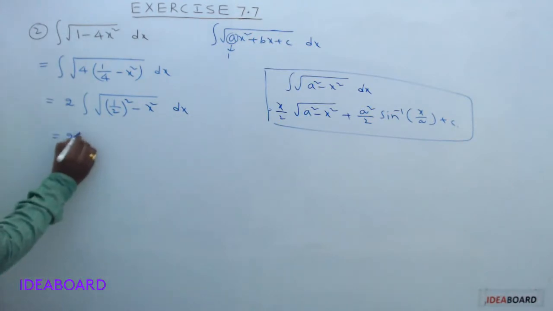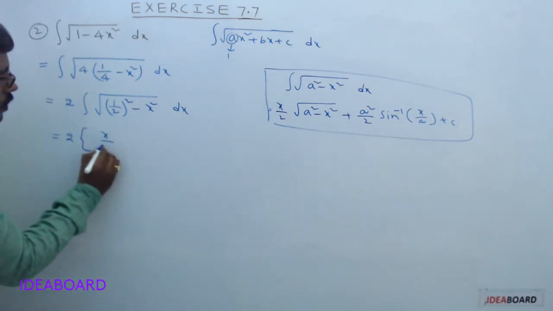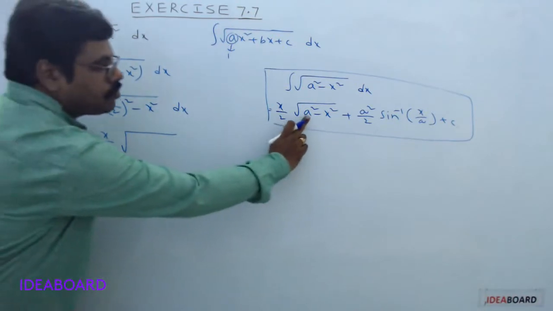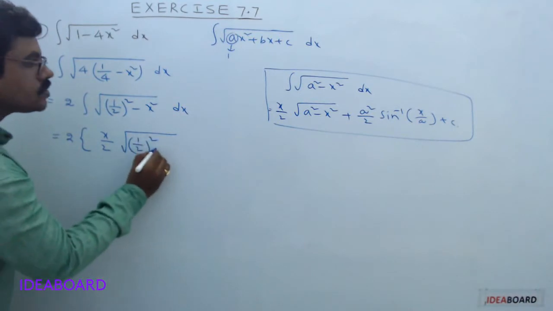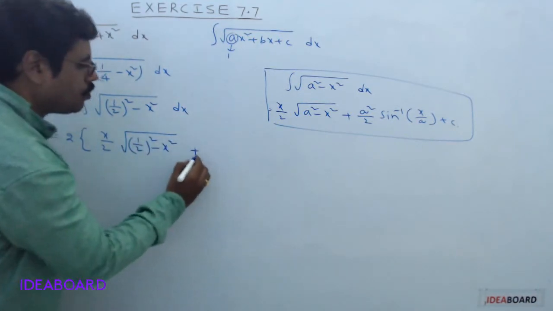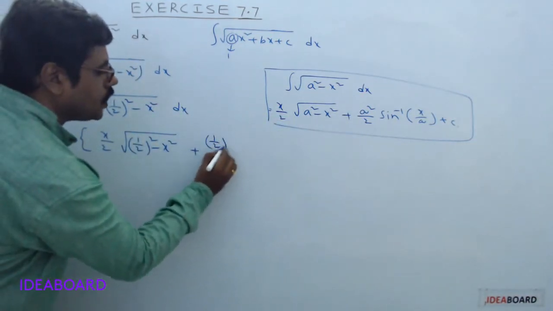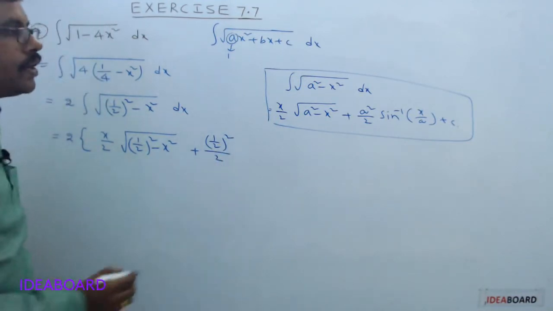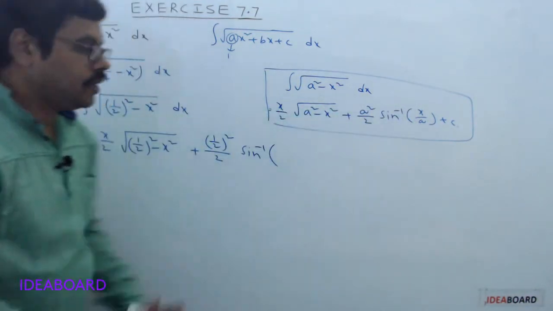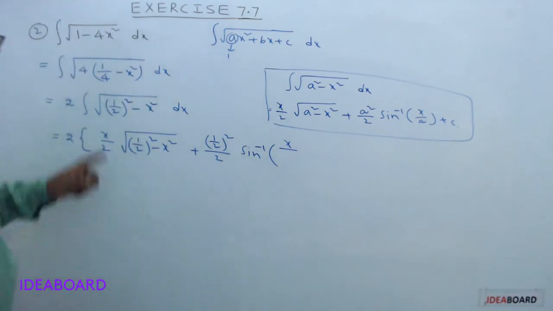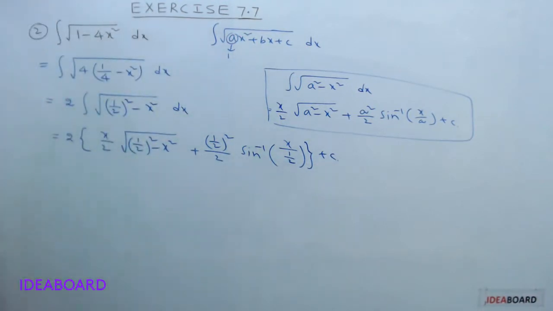So it is 2 into, apply this formula, x by 2 into square root of, in place of a substitute the constant 1 by 2, so 1 by 2 whole square minus x square, plus a square divided by 2, a value 1 by 2, so 1 by 2 whole square divided by 2, into sine inverse of x divided by a. So x divided by your a value, 1 by 2, plus some constant c.